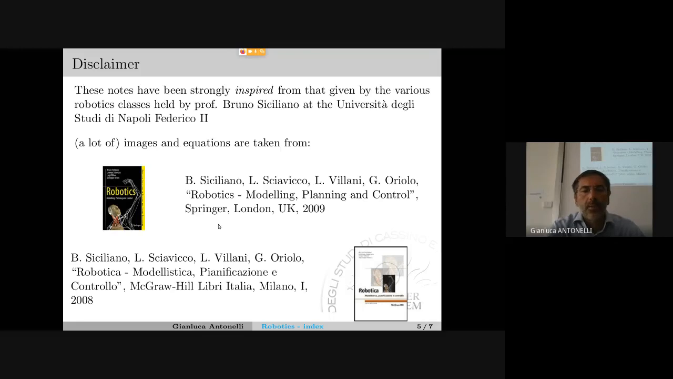This is one of the, I don't know if this is the last one. And this is one of the most diffused textbooks on robotics worldwide. Most universities use this book, and we will mostly use the approach and the equations. I changed some aspects in some parts, but mostly it is related to this one.